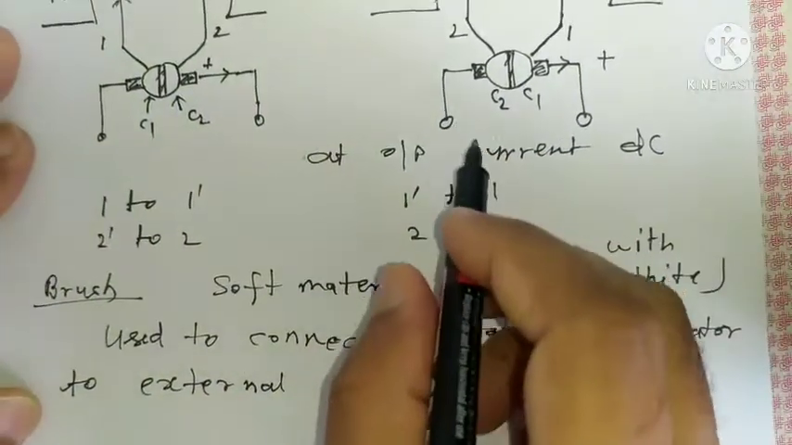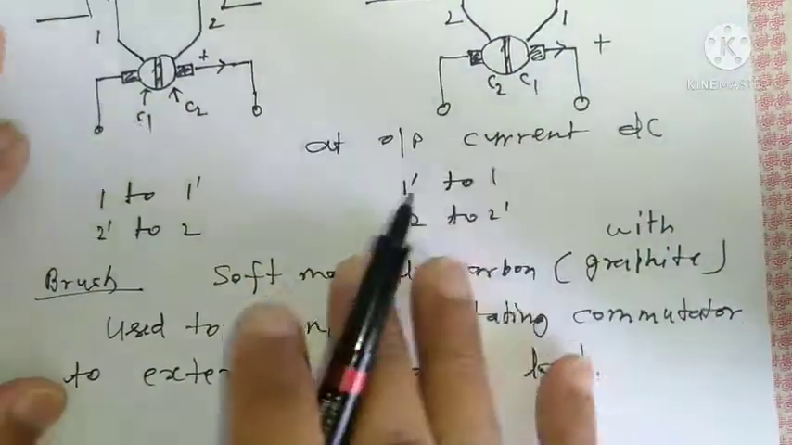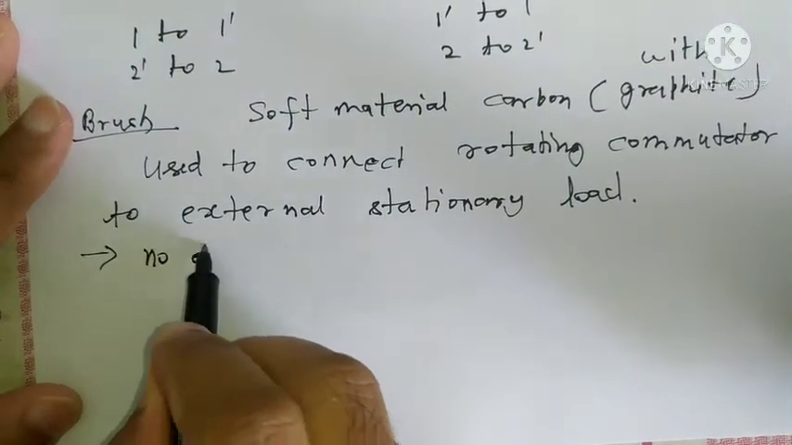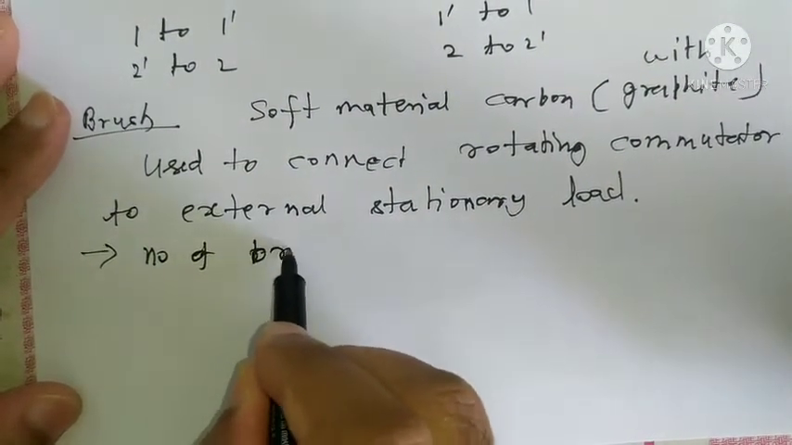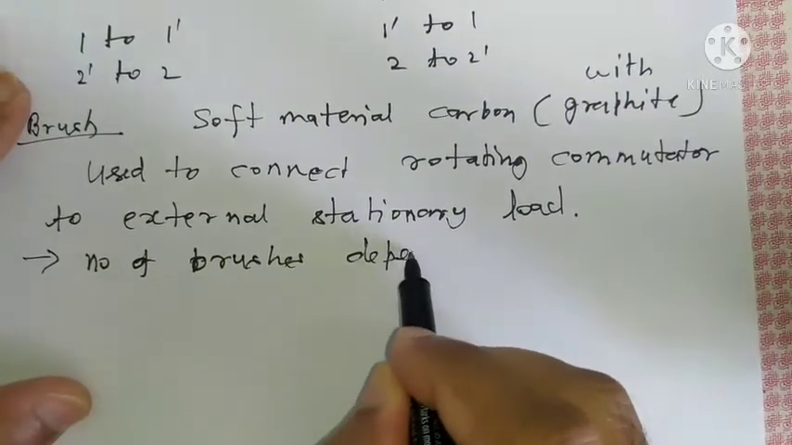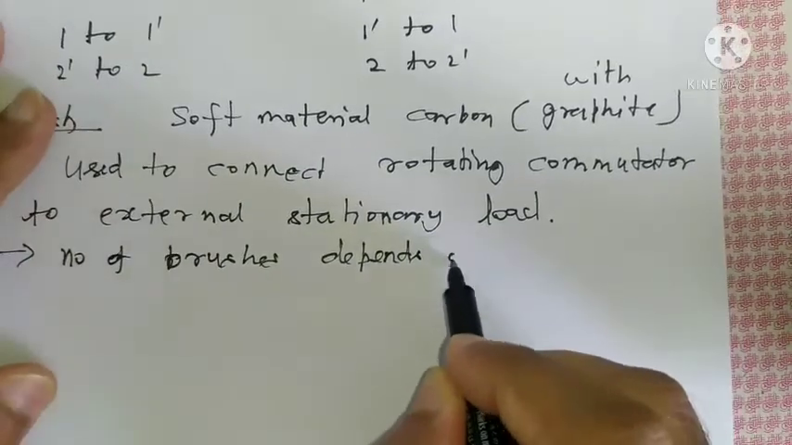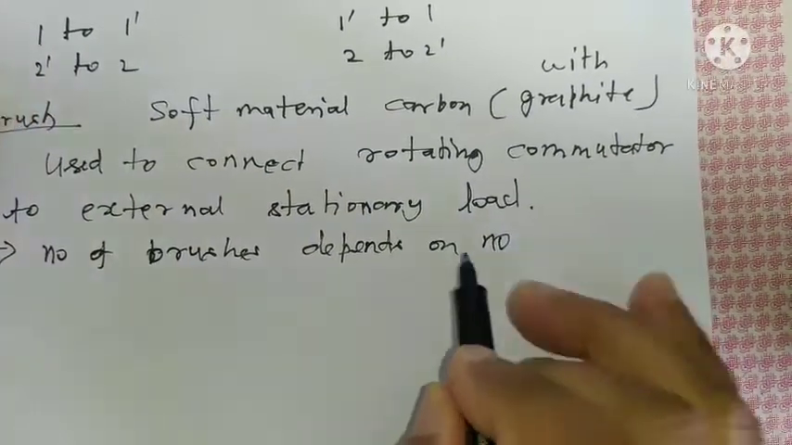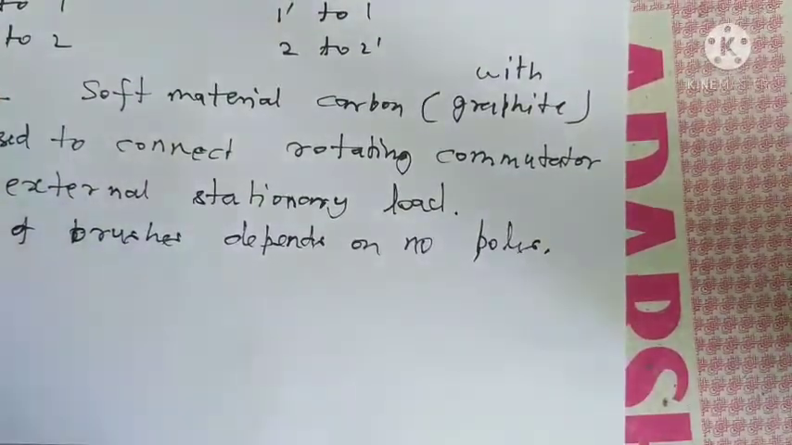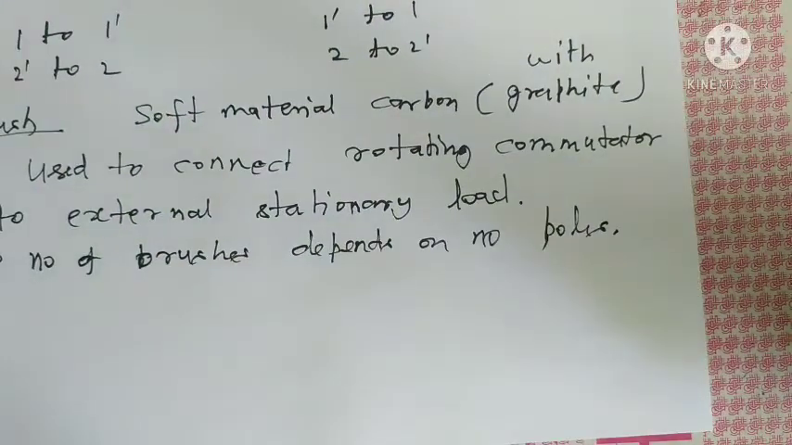And the number of brushes depends on the number of poles also. So how many brushes are required will be decided by the number of poles also. So that's all for the construction of a DC machine.